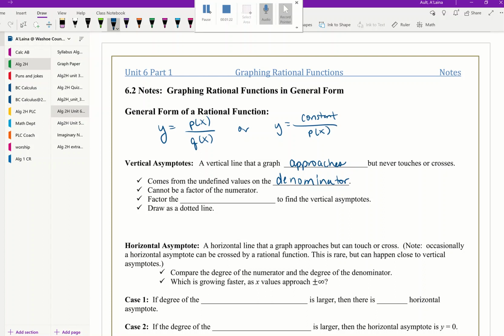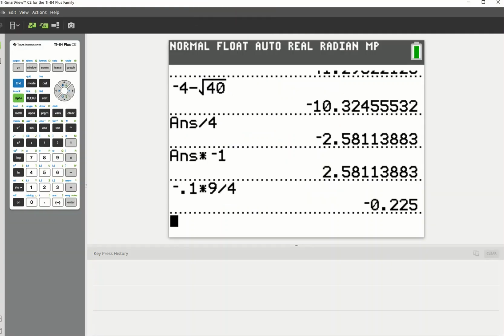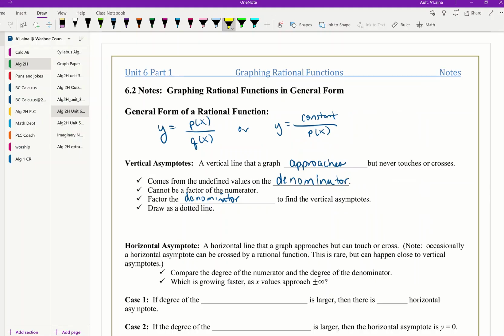To find the vertical asymptotes, you're going to factor the denominator. And again, it is super important that as you look at these, you are recognizing that the factors cannot be factors of the numerator. If they're factors of both the numerator and the denominator, they are not vertical asymptotes. You'll draw your vertical asymptotes as a dotted line, just like we did in the past.